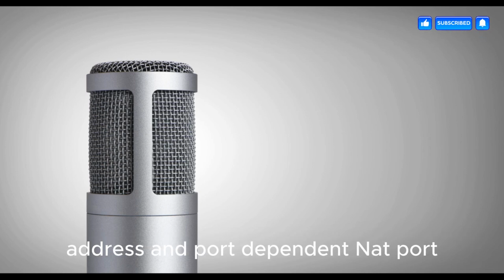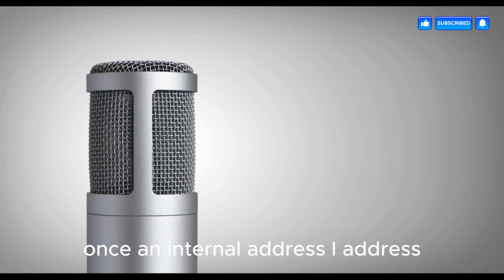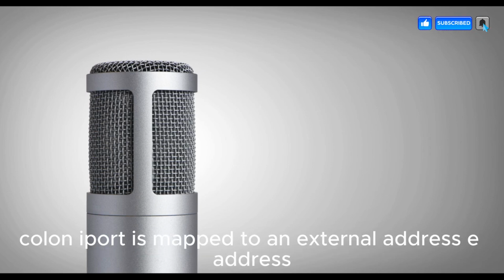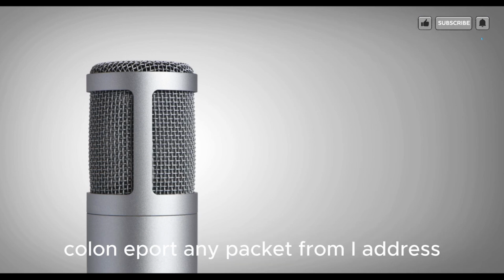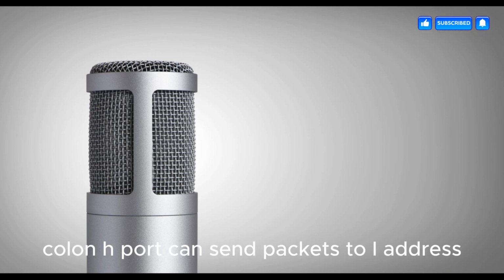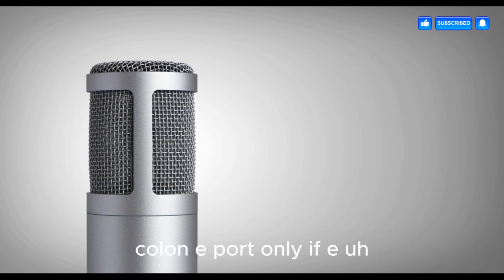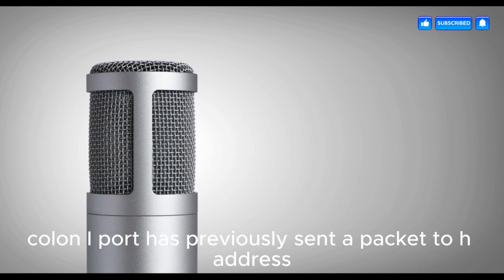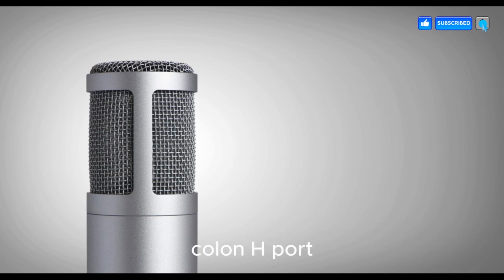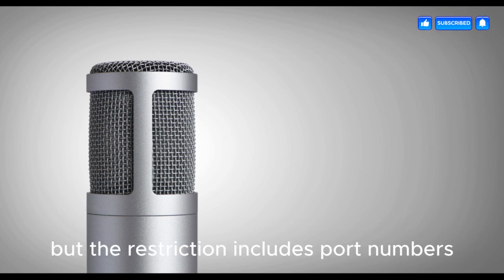Address and Port Dependent NAT, Port Restricted Cone NAT, or NAT3. Once an internal address I:port is mapped to an external address E:port, any packets from I:port are sent through E:port. An external host H:port can send packets to I:port by sending packets to E:port only if I:port has previously sent a packet to H:port. It is similar to an address restricted cone NAT, but the restriction includes port numbers.